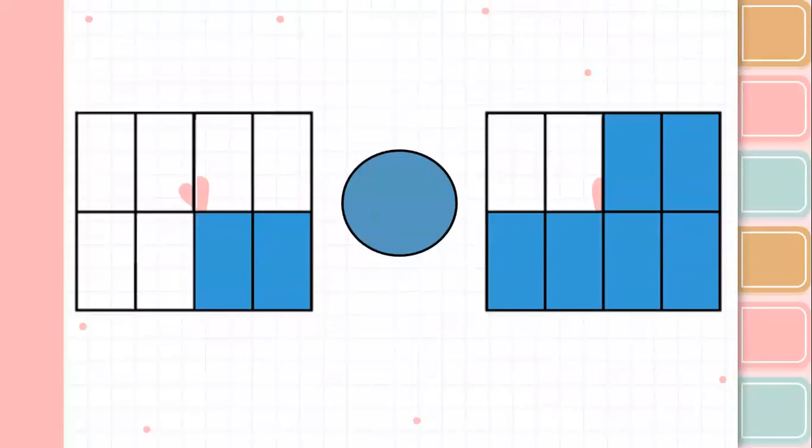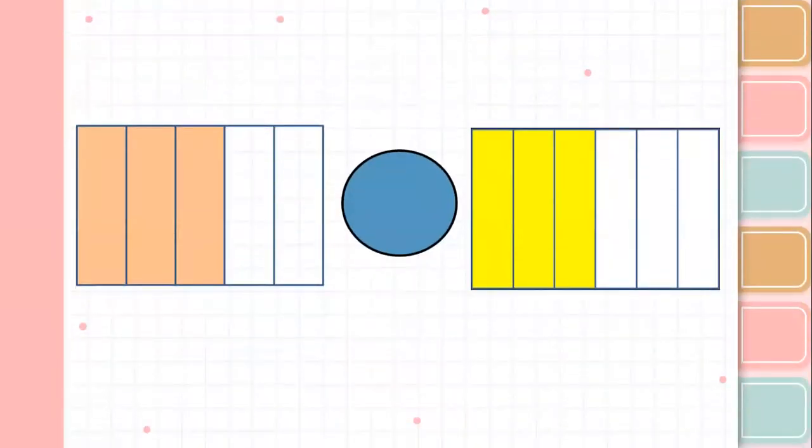How about this one? Can you compare? Greater than, less than, or equal? The correct answer is lesser than. 2/8 is lesser than 6/8.